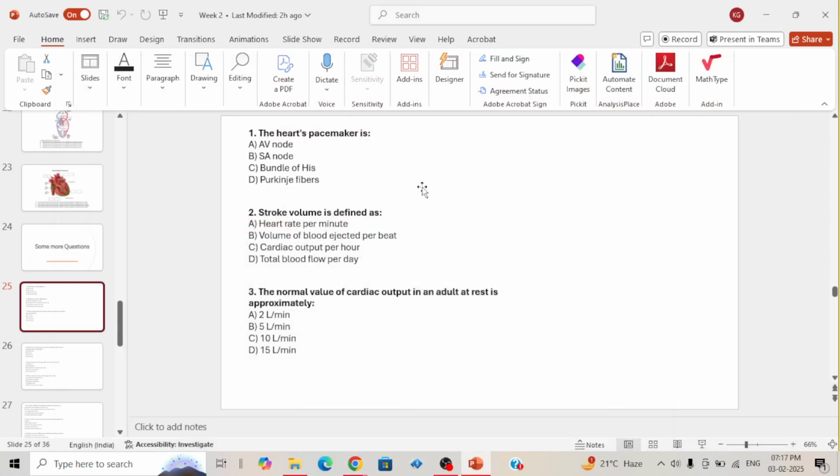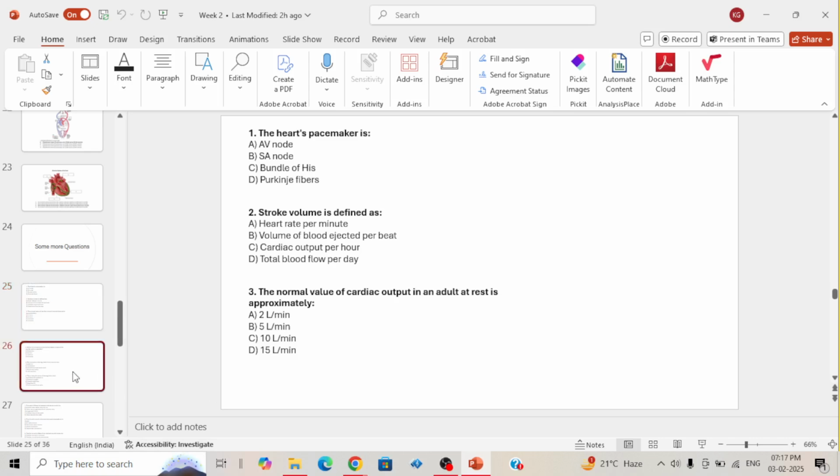Okay. Then the next question is, the normal value of cardiac output in an adult at rest is approximately 5 liters per minute. हमने अभी पढ़ा ही है, और आई होप आप लोगों ने ये मैथ्स भी करके देखा होगा. If you multiply 70 with 72, it will come out to be 5020 ml per minute. Okay, so it is generally 5 liters per minute.